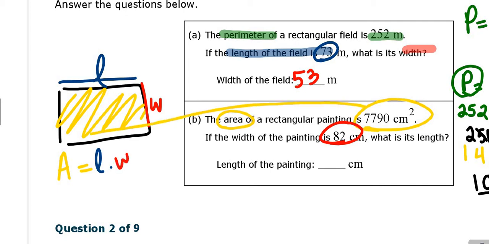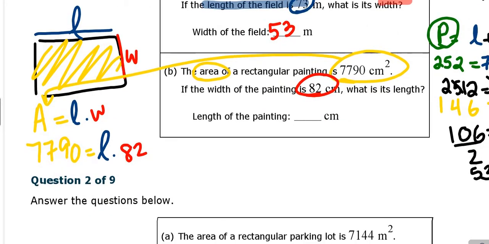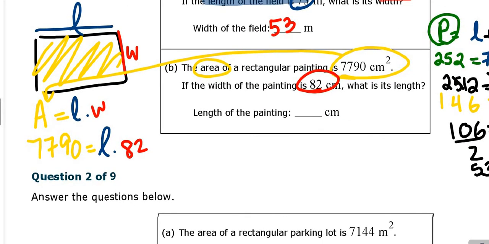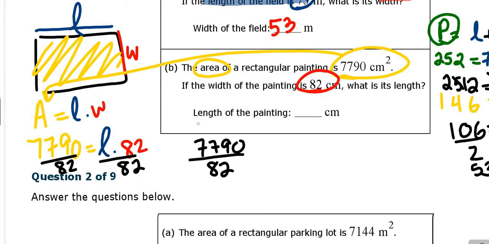So circle, plug, chug. Area is 7,790. The length we don't know, but the width we do know is 82. So we're simply dividing both sides by 82. And just to show you some shortcuts, challenge yourself to do this without a calculator, just for mental clarity.